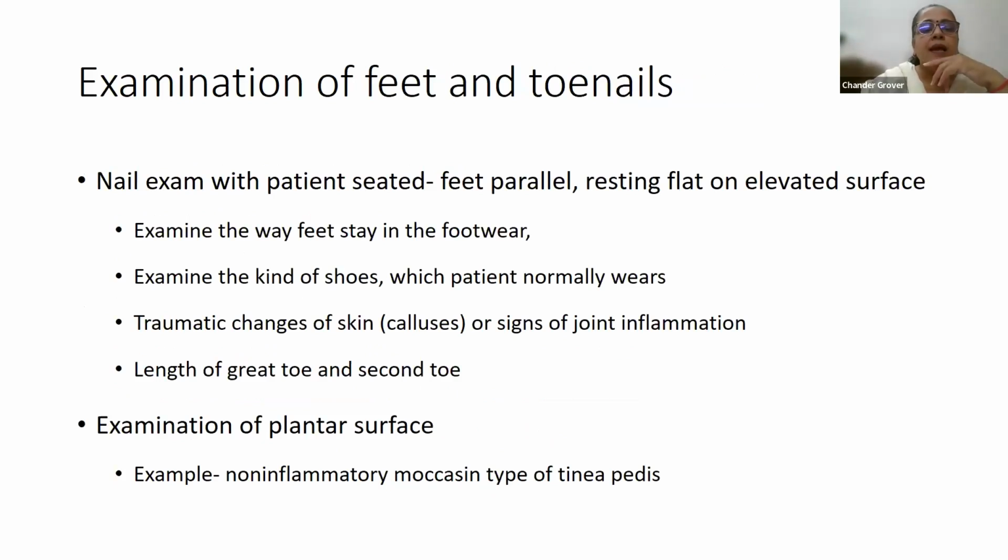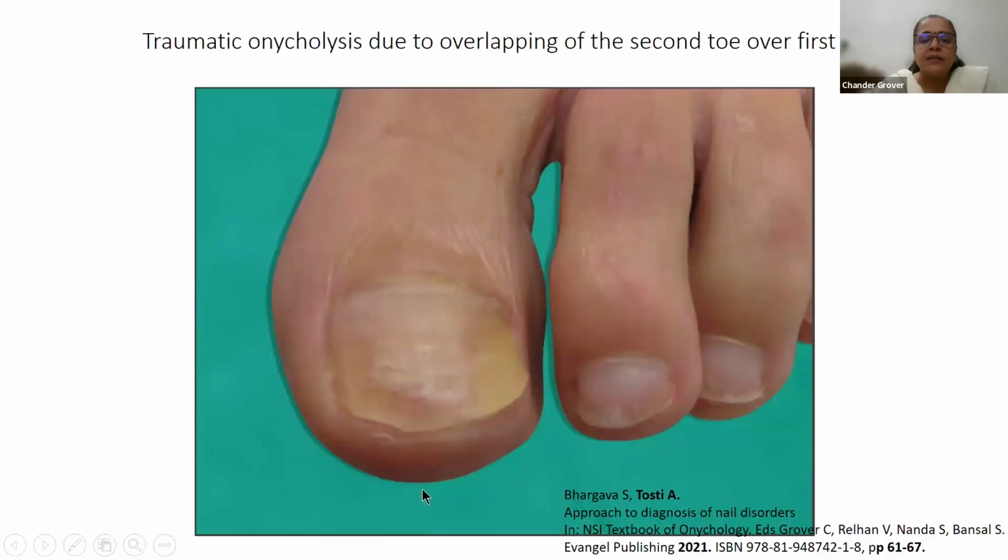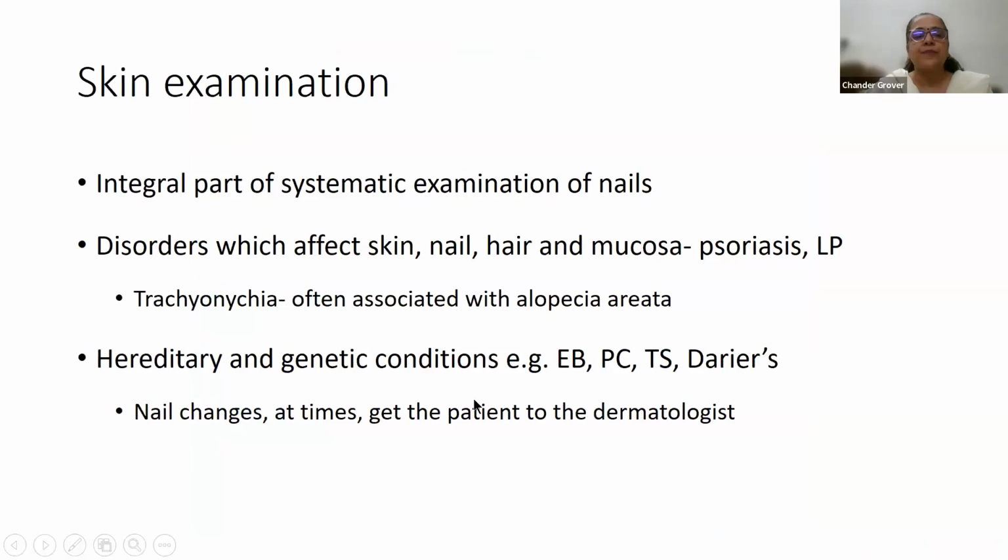Then examination of feet and toenails, I told you, not on the floor. You always examine one important thing here, the length of the great toe versus the second toe, because this itself is responsible for some nail changes, which otherwise we keep on looking for a cause for. Do not forget to examine the plantar surface as well. So this is the second toe overriding on this and causing this lateral onycholysis.